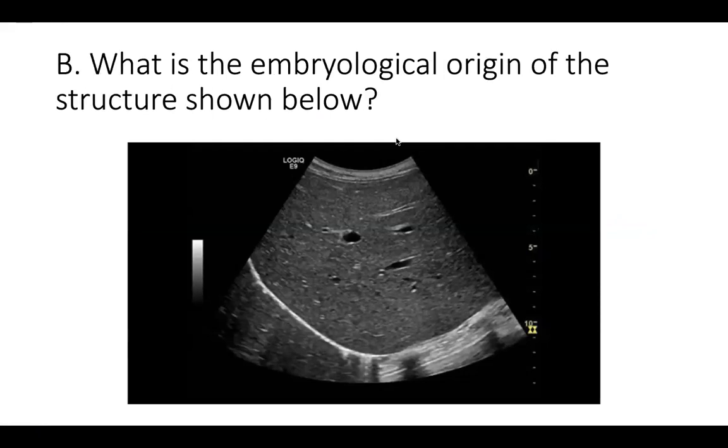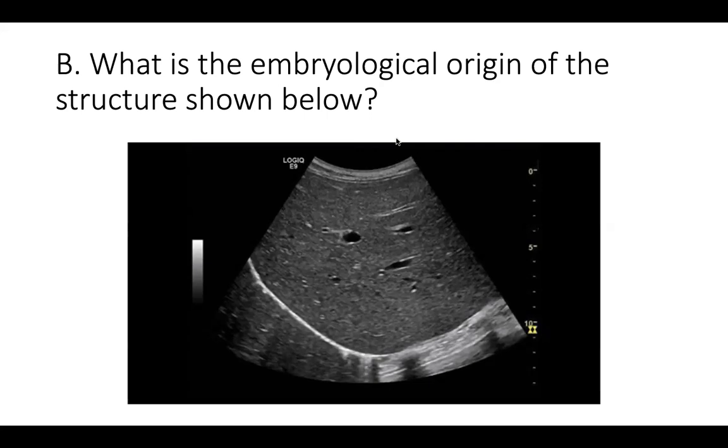All right, this question has part B as well. What is the embryological origin of the structure shown below? The mark for part B would require you to get part A correct. However, if you did not get part A correct, but part B is correct based off of part A, then you will still get the mark.